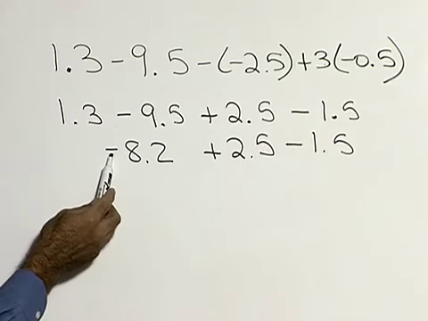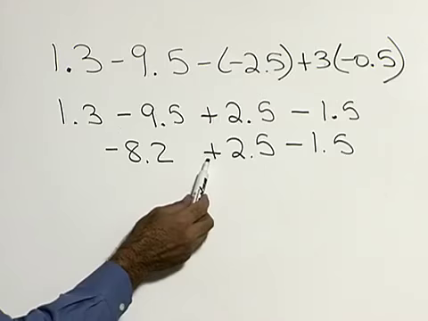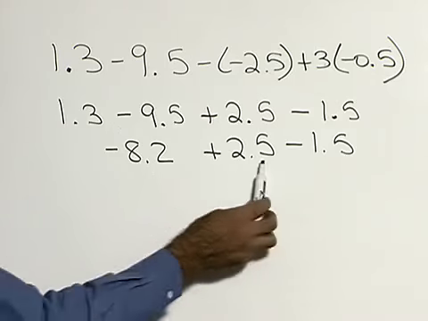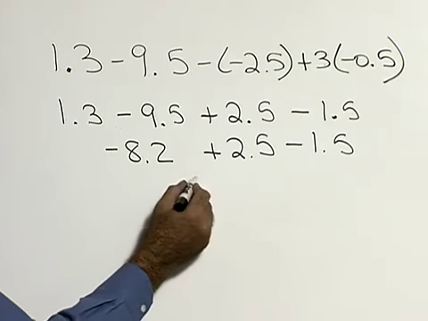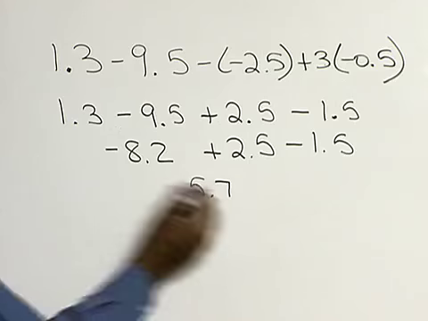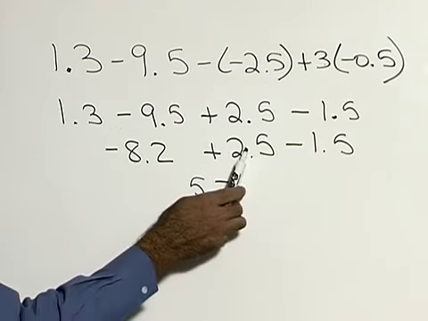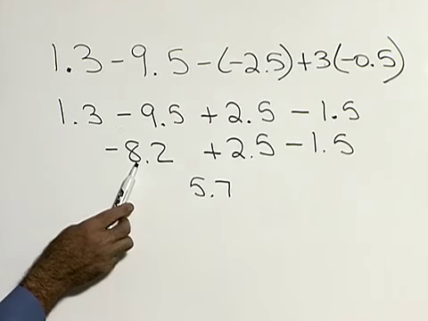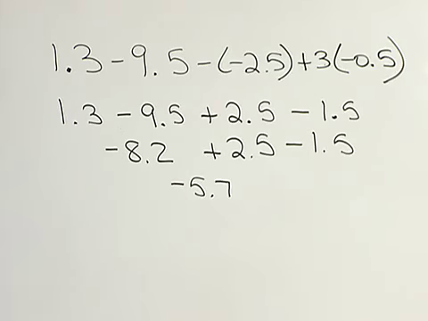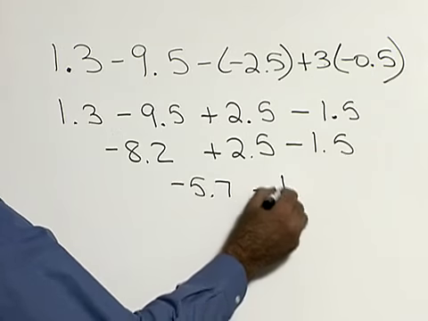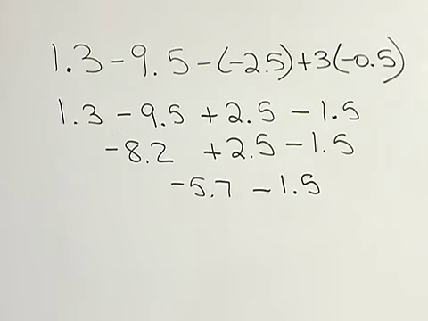So now let's take negative 8 2/10 plus 2 5/10. If we add that, the difference between these two is 5 7/10. Now, what sign do you want it to be? Well, you want it to be the sign of the larger of these two. Well, since this is the larger number, we're going to make it negative 5 7/10. And then we'll bring down our negative 1 5/10.